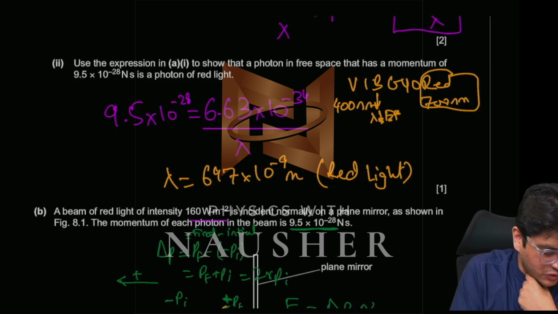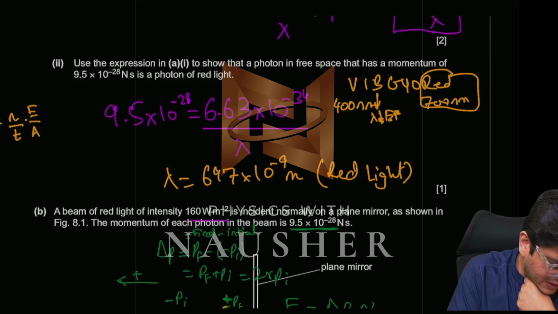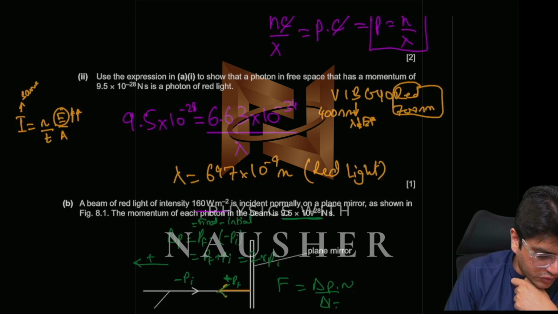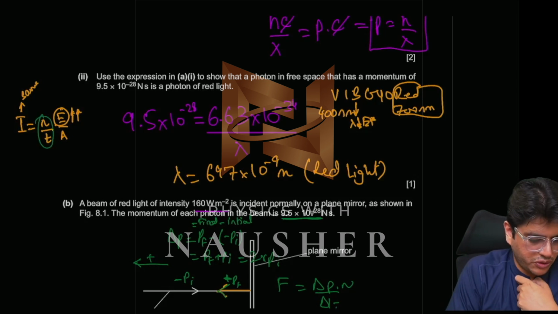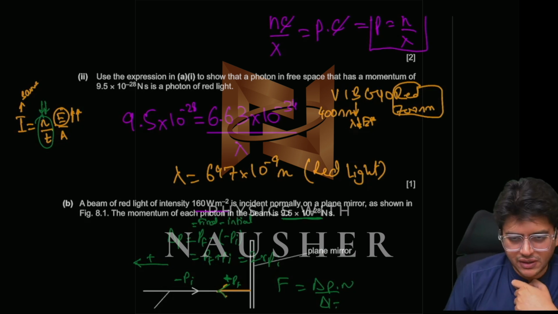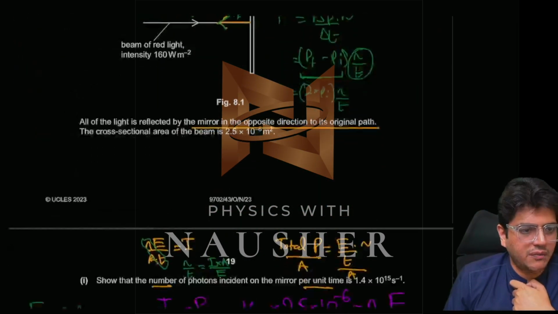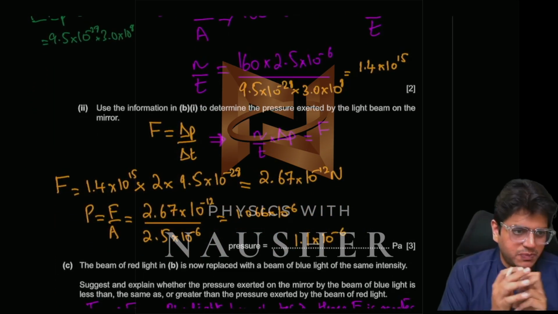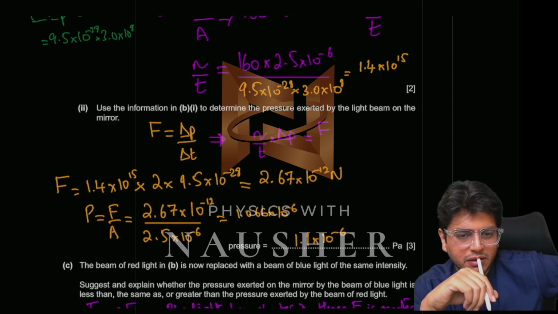So intensity, as you all know by now, is the number of photons per unit time times energy over the area. Intensity is the same, but you have increased the energy because you're using blue. So blue has more energy, less wavelength. So the number of photons per second arriving for blue should be less. That's the first thing that you should be thinking about. So the number of photons striking per second is less. Suggest and explain whether the pressure exerted by the beam of blue light is the same, less, or greater than the pressure exerted by the beam of red light.